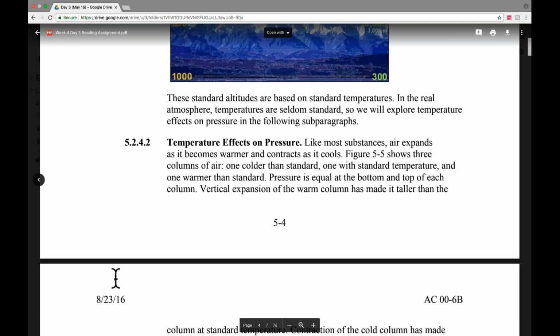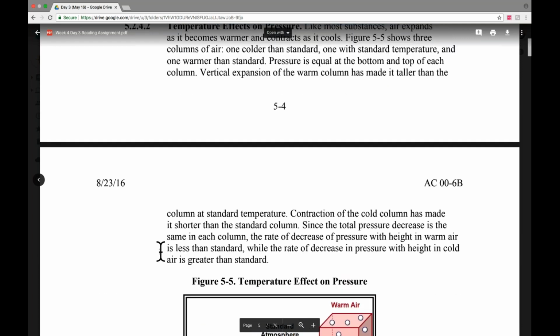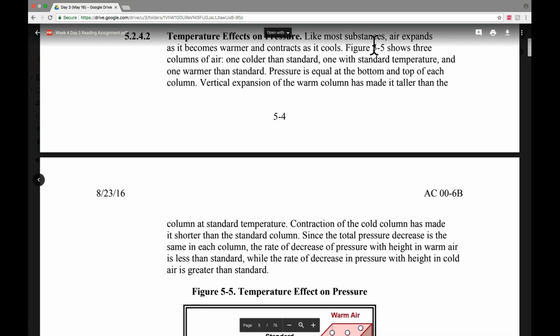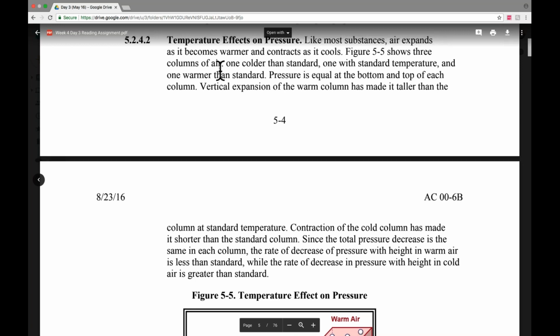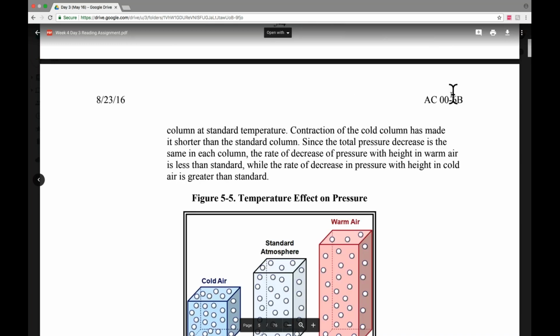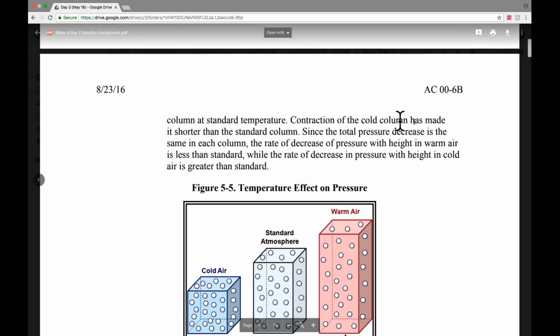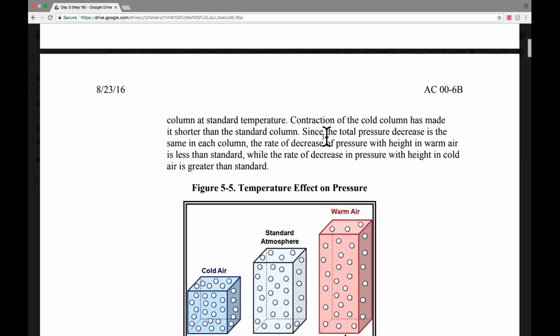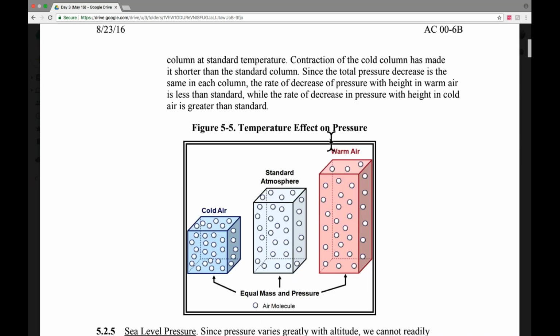So temperature effects on pressure, like most substances, air expands as it becomes warmer and contracts as it cools. Down here, we'll show you a little bit. In the 3 columns of air, one colder than standard, one with standard temperature, and one warmer than standard, pressure is equal at the bottom and top of each column. Vertical expansion of the warm column has made it taller than the column for standard temperature. Contraction of the cold column has made it shorter than the standard column. So we can see that expansion and contraction here.